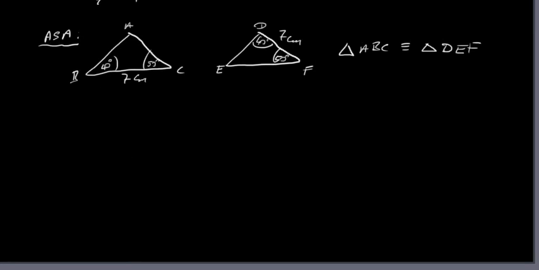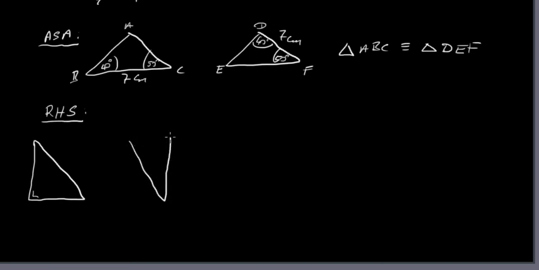The last one then I'm going to have a look at is RHS. And this is to do with right angle triangles. So we're going to have two right angle triangles. This is a right angle here, and let's say we'll draw another one here that looks something like this. I'll draw it upside down if you like. Again, we'll call this A, B, C. We'll call this D, E, and F.